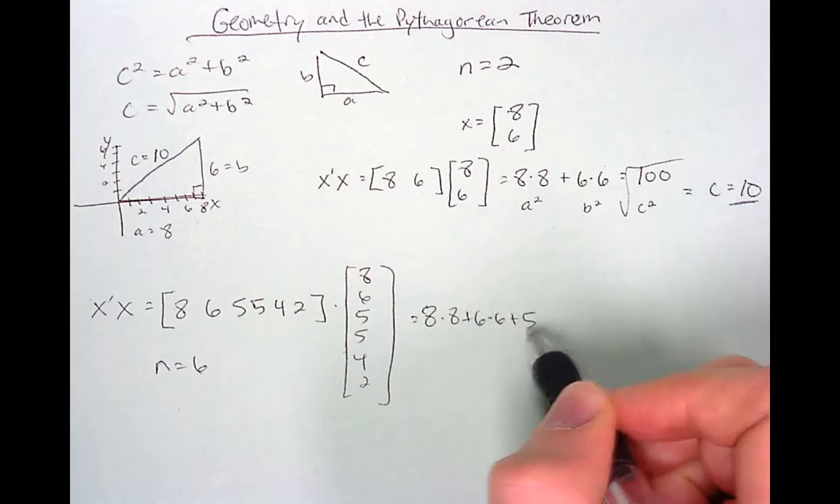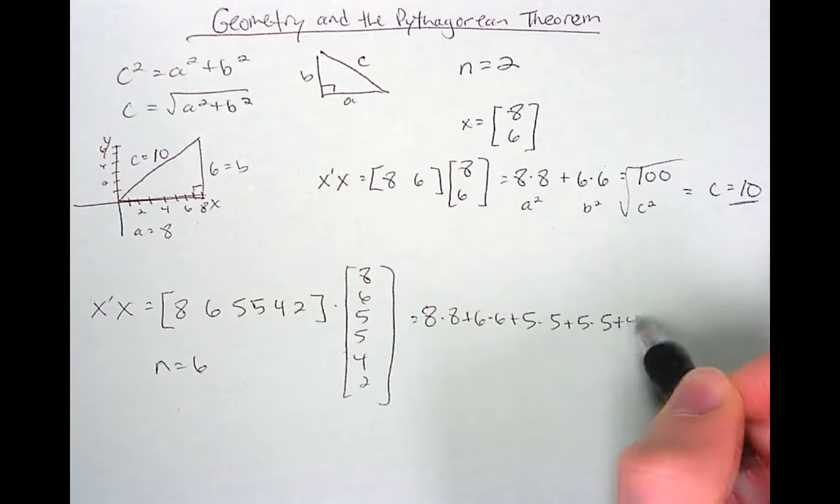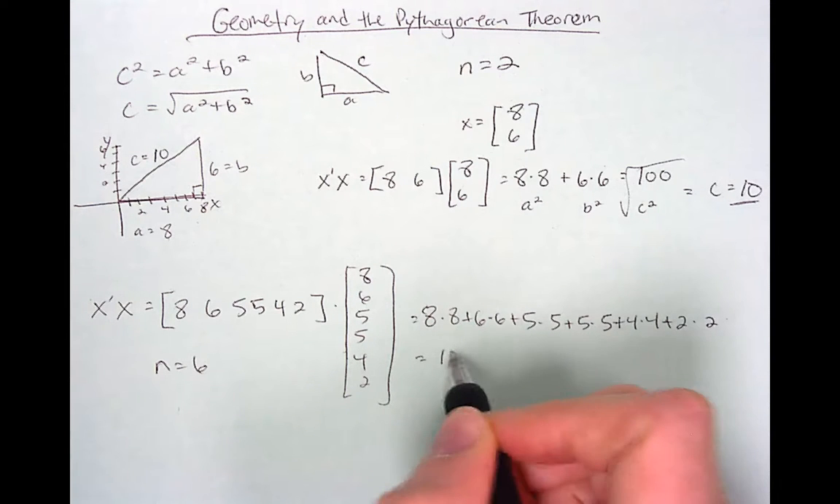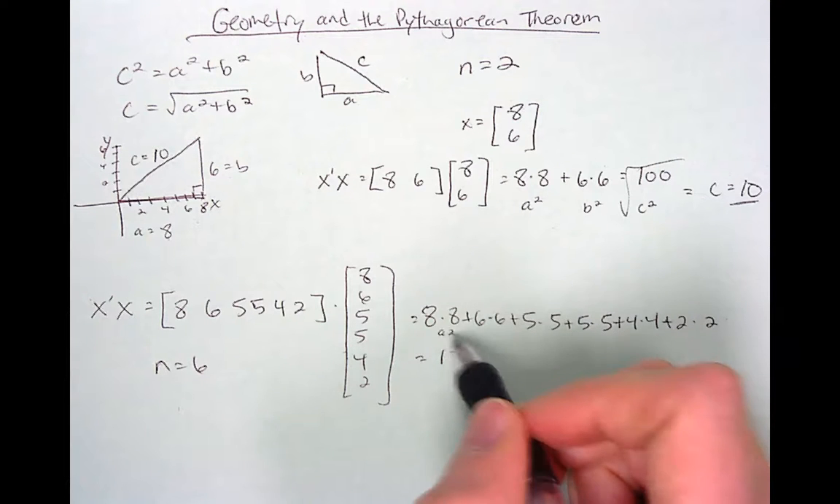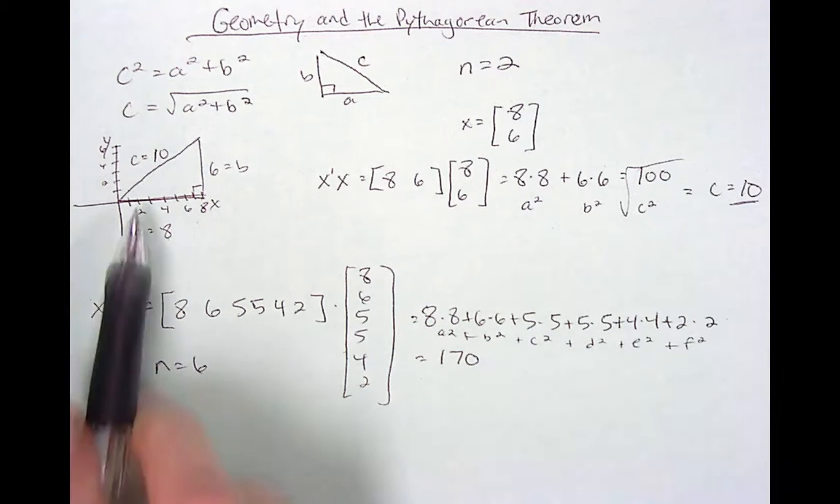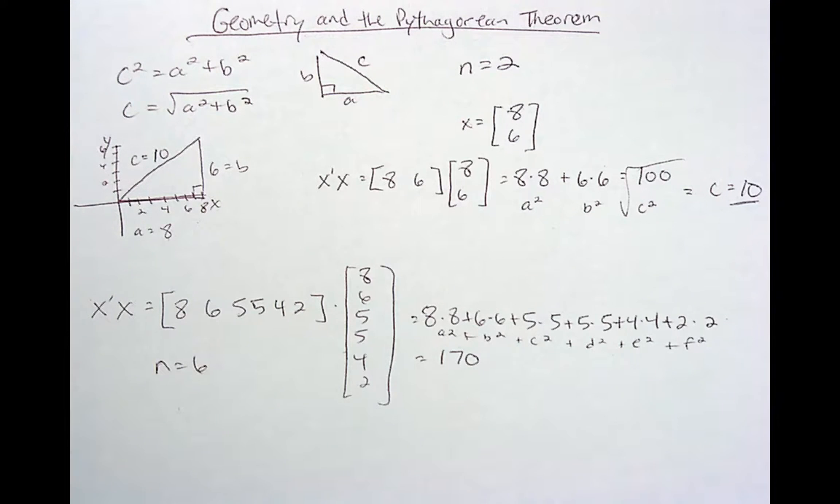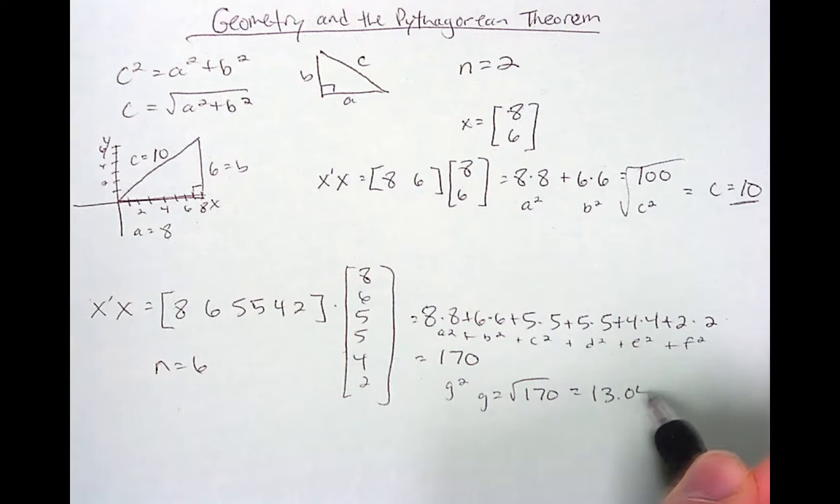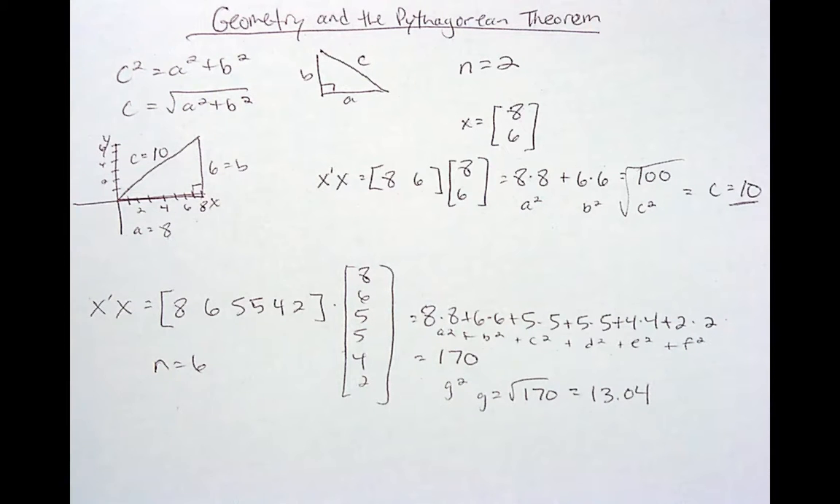8 times 8 plus 6 times 6 plus 5 times 5 plus 5 times 5 plus 4 times 4 plus 2 times 2, which equals 170. So this is like saying a squared plus b squared plus c squared plus d squared plus e squared plus f squared, and those are all sides, okay? And that will equal g squared. So if we want to find the length, we just take the square root of 170, so g equals the square root of 170, which is 13.04 according to my calculations. And we can state that that is the length of the vector in 6-dimensional space for those vector values or sides.